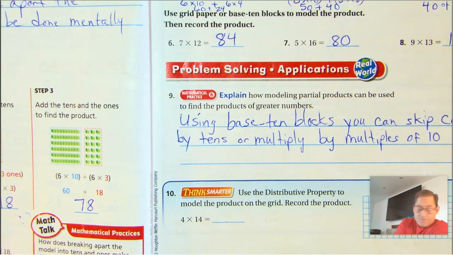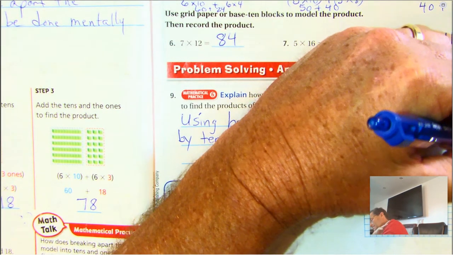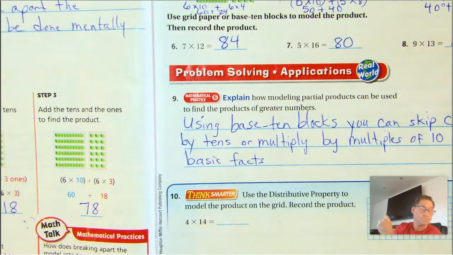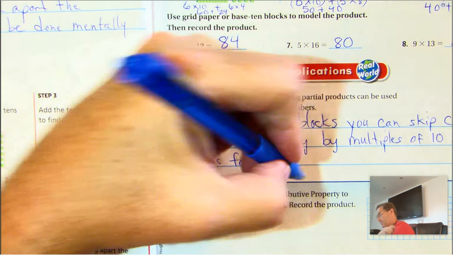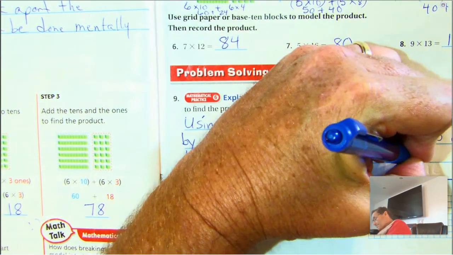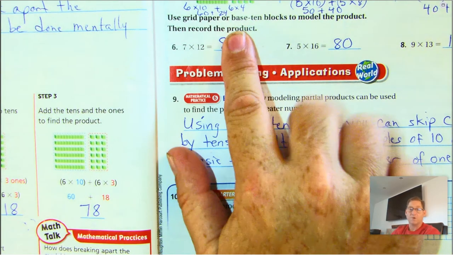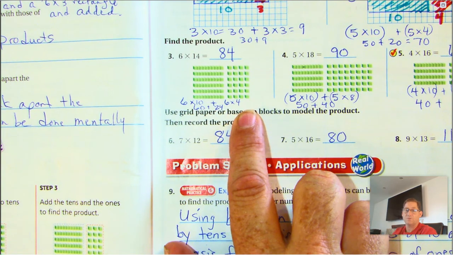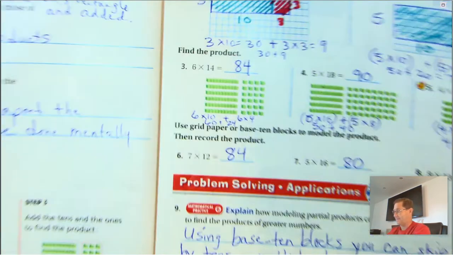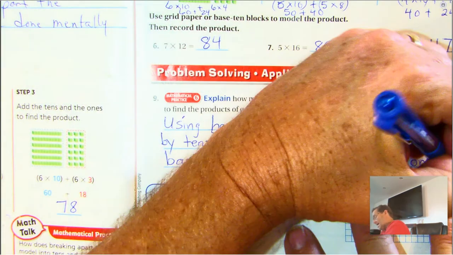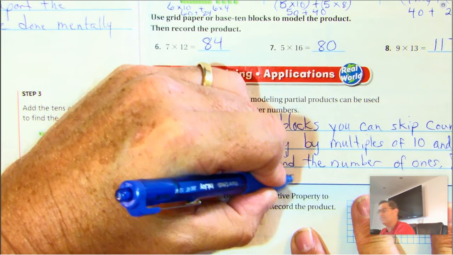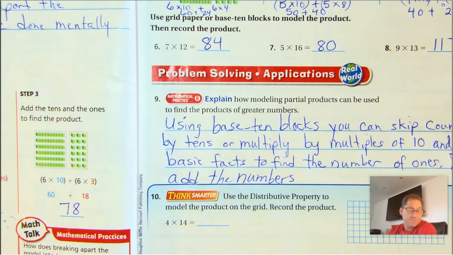Okay, and then we would multiply basic facts to find the number of ones. Okay, so in our partial product of this one, our basic fact was 6 times 4, so we just multiplied 6 times 4, we said 24. In this one, I said 5 times 8, that's just 40. So those are basic math facts. Then you're going to add the two numbers. Add the numbers to get the product.